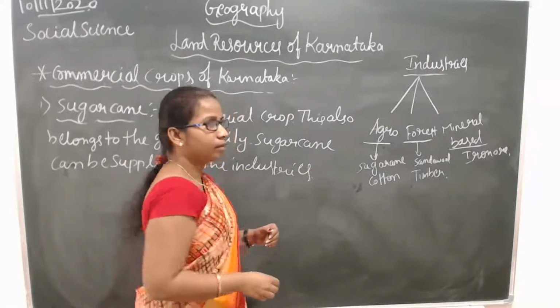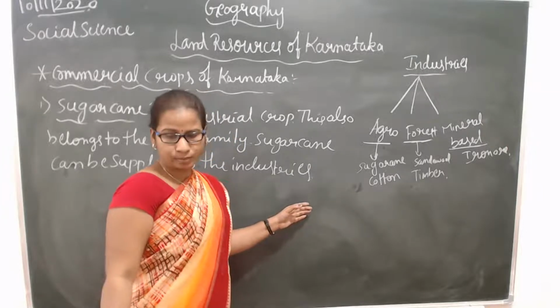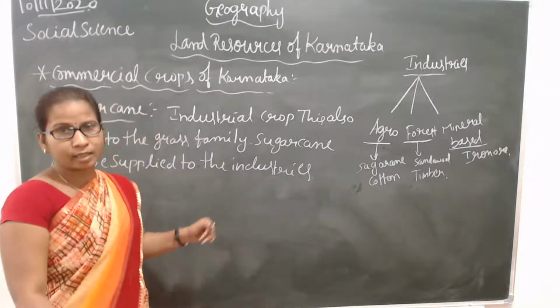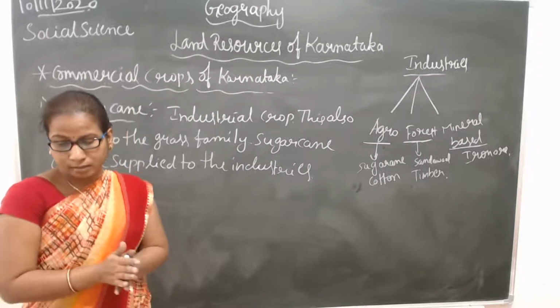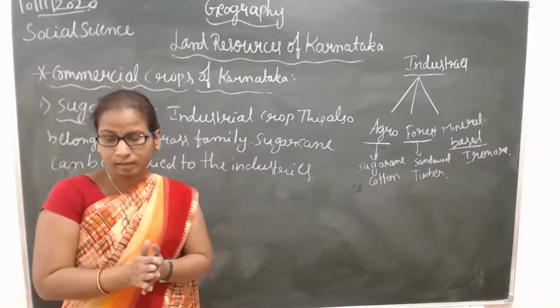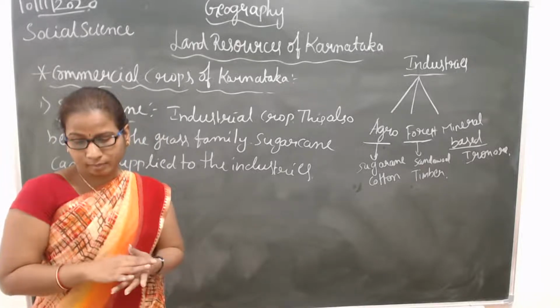And what can they do? By the help of that sucrose, what can they do? They can make the sugar. So here, this is what we are saying, the climatic conditions and requirements.